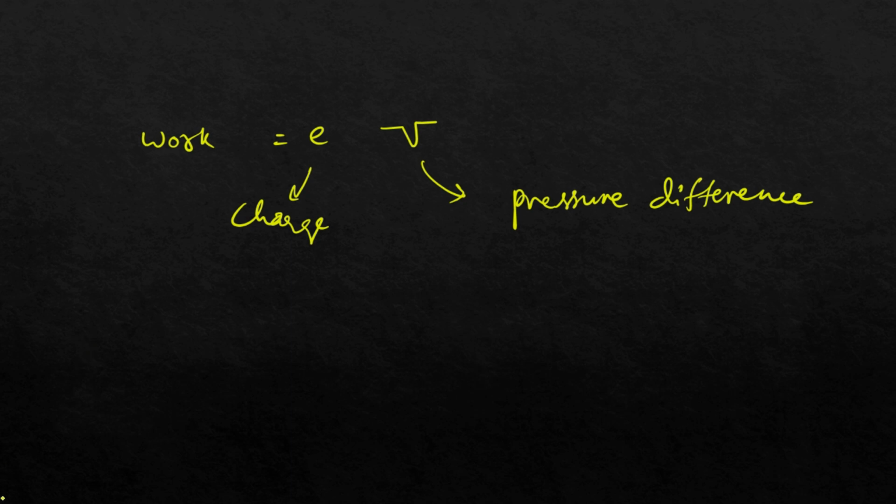But this work done will be equal to kinetic energy. Directly remember here, this electrical work will be equal to kinetic energy because the electron is moving towards the positive terminal. So KE will be equal to e into V.